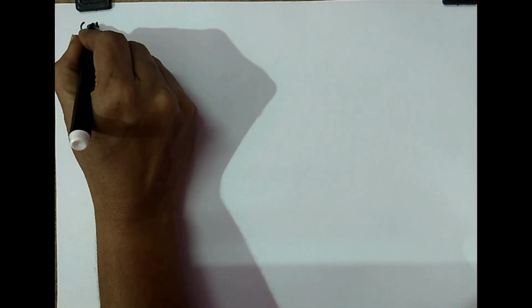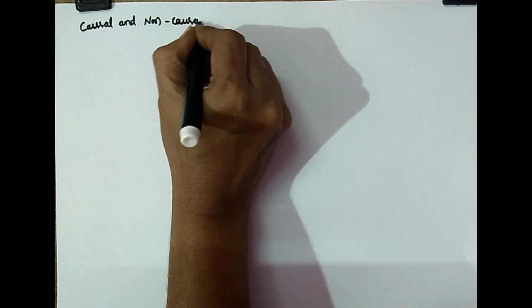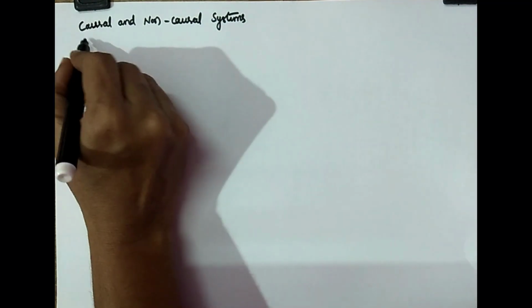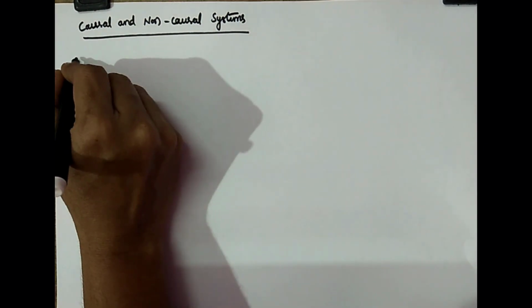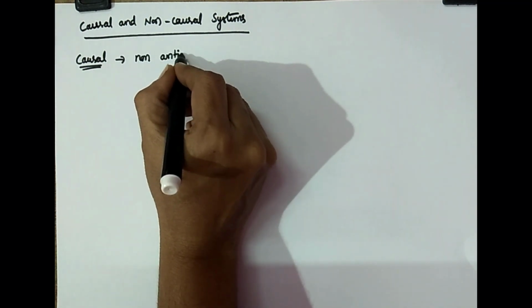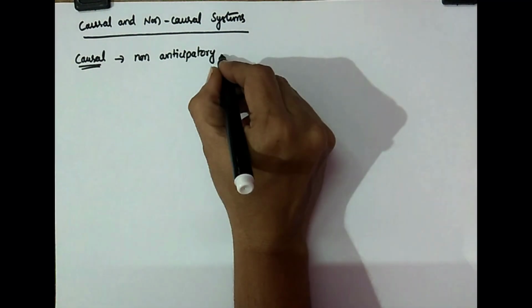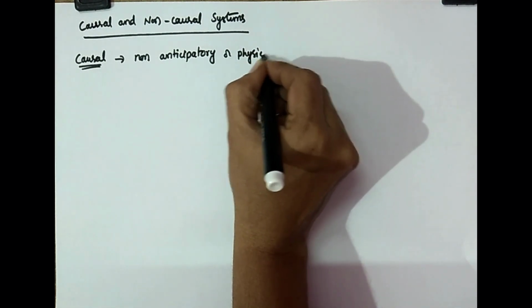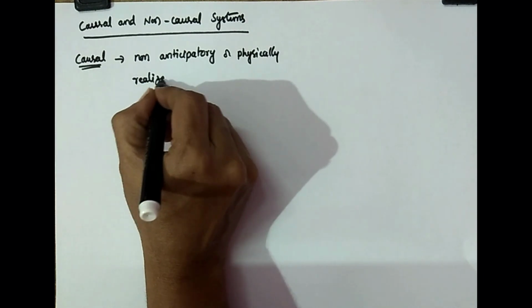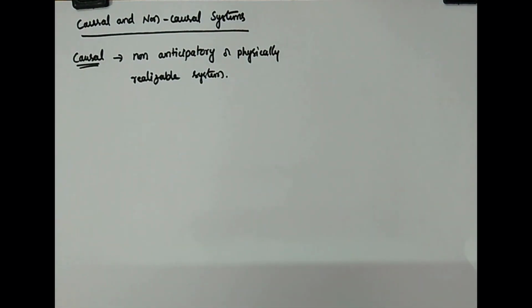All of you, in this class we'll see causal and non-causal systems. First we'll see what is a causal system. Causal system is also called a non-anticipatory system, and it is also known as a physically realizable system. Okay, we'll see the definition.